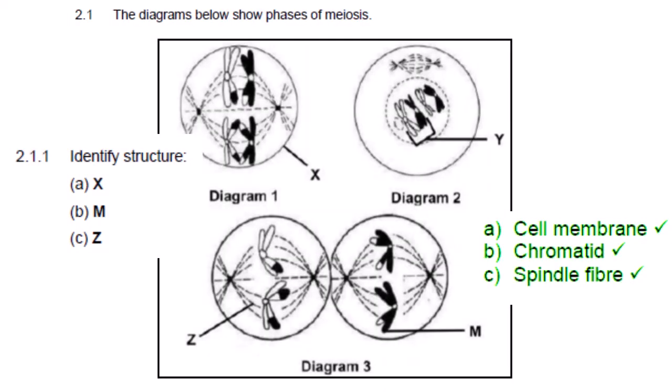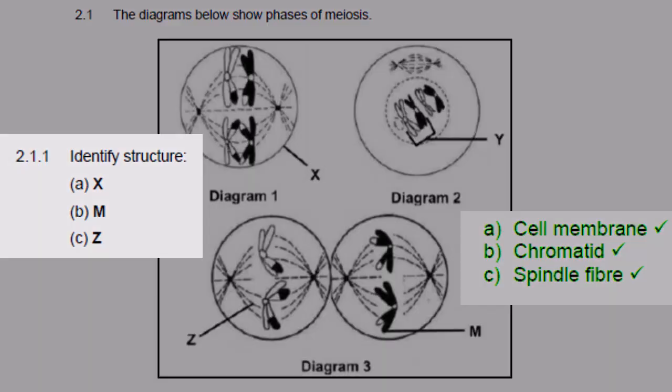Of course, question 2.1.1 asks us to identify three structures, X, M, and Z. Looking at the marking guidelines, X is the cell membrane, which is that outer boundary holding everything together. M represents a chromatid, which is one of the two identical strands of a replicated chromosome. Finally, Z identifies the spindle fibers, those protein threads that pull the chromosomes apart. That makes sense. It's like the machinery of the cell.